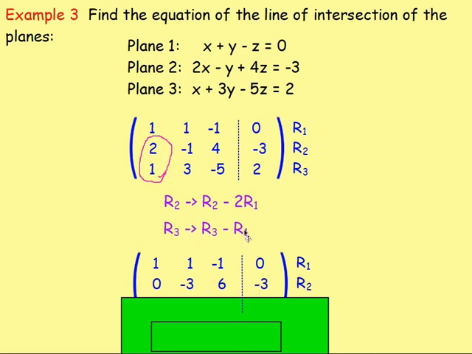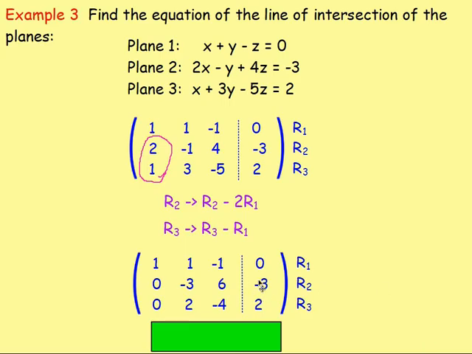Row 3 is row 3 take away row 1. So row 3 take away row 1, it's 1 take away 1, which is the 0. 3 take away 1, which is the 2. -5 take away -1, which gives us -4. And 2 take away 0, which is 2.